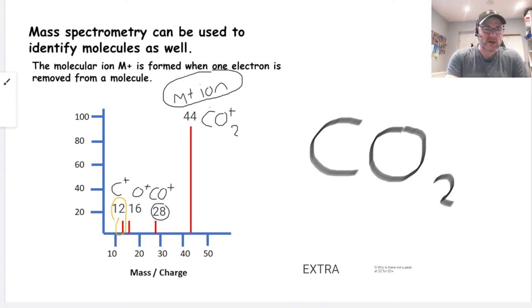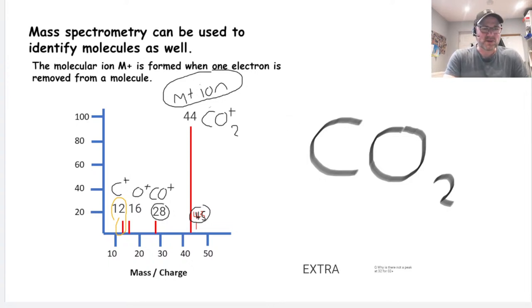In fact, sometimes we even do get a tiny, tiny peak here at 45 and maybe 46. That wouldn't be the M plus ion, so normally it's the one with the biggest mass. But sometimes we get a tiny peak at 45 or 46 where there is an isotope like carbon 13 or carbon 14 involved. Anyway, let's not worry about that now.